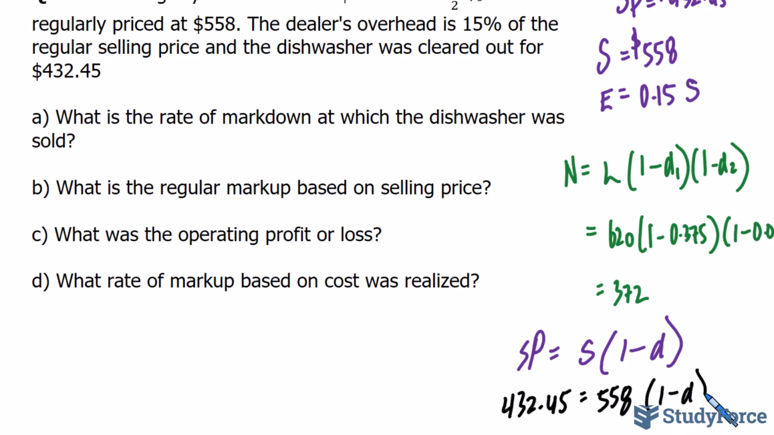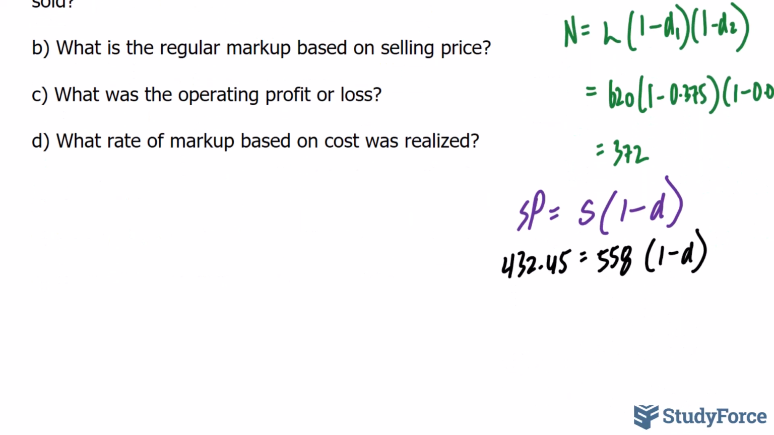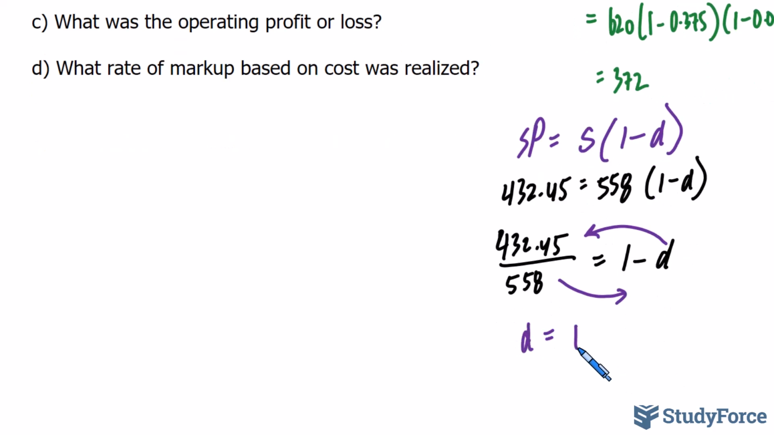And if we solve for D, we'll find our discount. We can solve for D by using some basic algebra. 432.45 divided by 558. Essentially, we're dividing both sides by this. This leads us to 1 take away D. If we rearrange for D by swapping these two terms, we end up getting D is equal to 1 take away 432.45 over 558. Let's use our calculator.